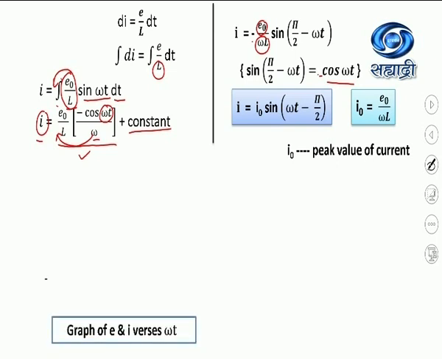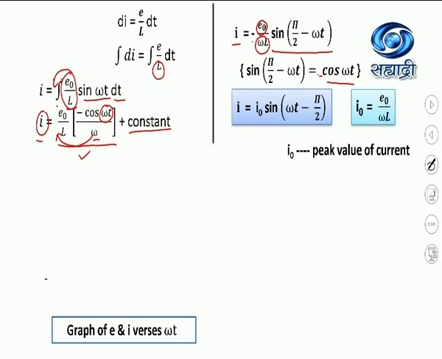Here is another aspect: how will this E naught upon omega L represent the peak value of the current? Simple thing, the current I will be maximum when the sine function has its maximum value. What is the maximum value of the sine function? 1. And that's why if this value is equal to 1, then the maximum value of current will logically be E naught upon omega L. So E naught upon omega L represents the peak, that is the maximum value of the current.